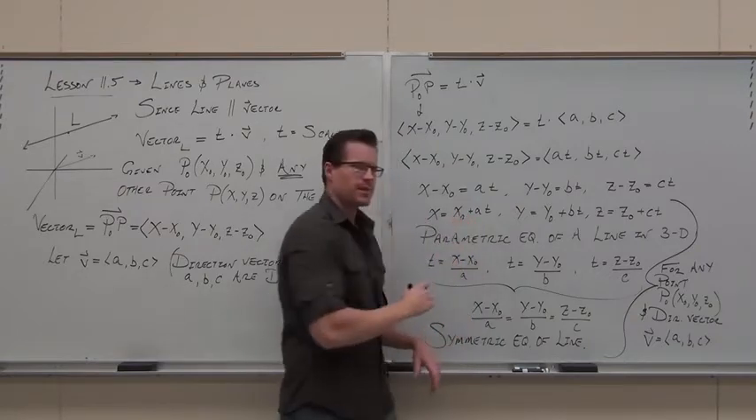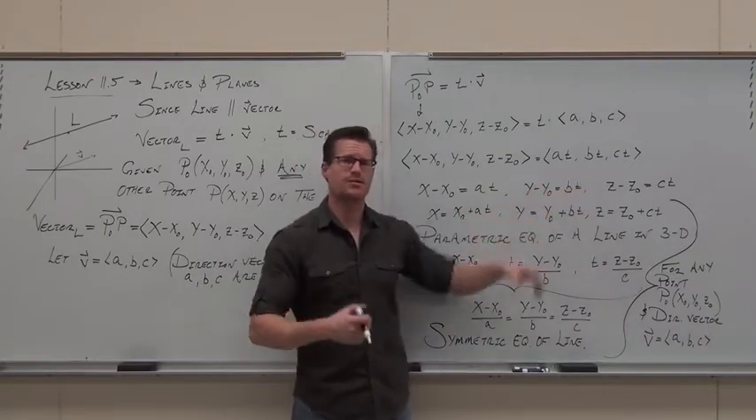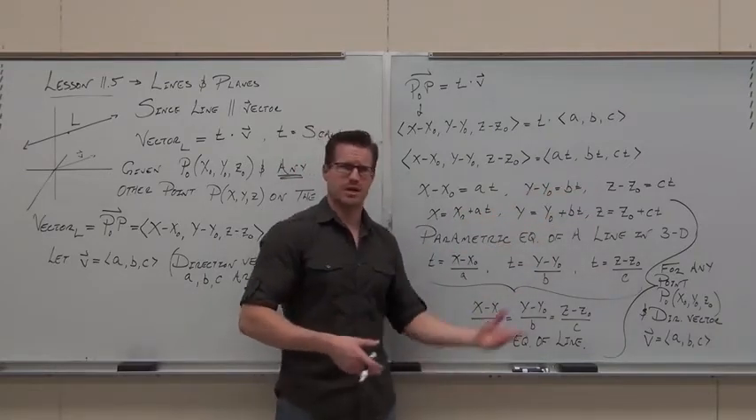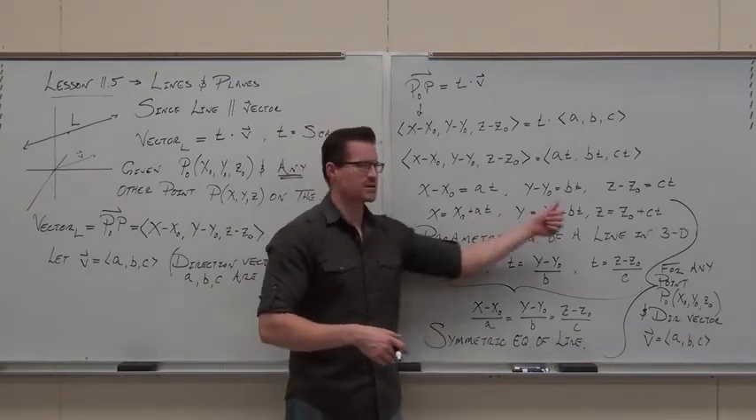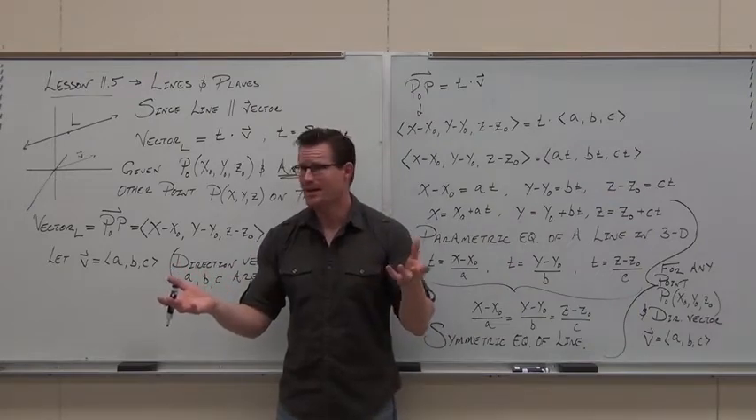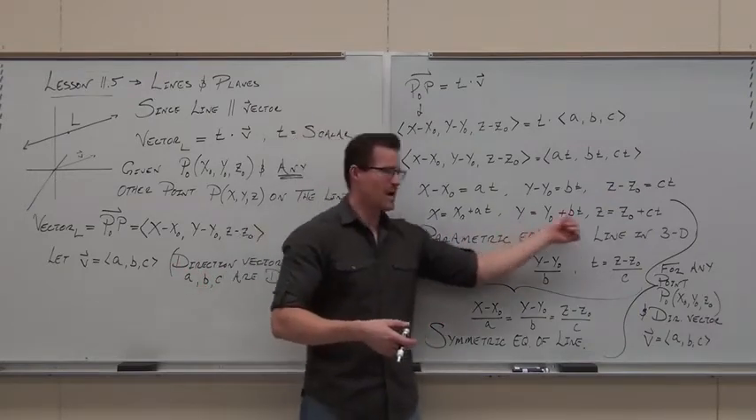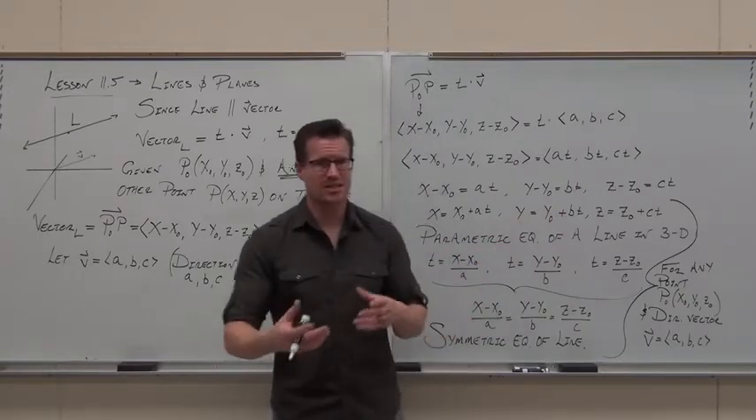Also, what's really cool, anytime I give you one of these lines, and I say, hey, can you find the vector that's parallel to that line? Yeah, as long as you have A, B, and C, you automatically have the vector. Can you find a point on the line? Yeah, automatically, you have a point on the line. It's pretty cool. It literally gives us the two things we need to make the equation of a line.